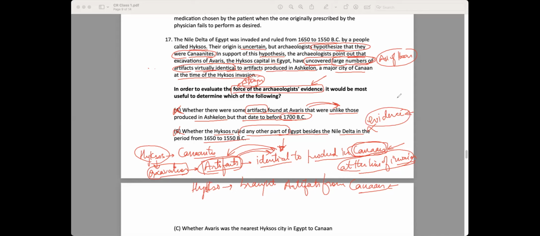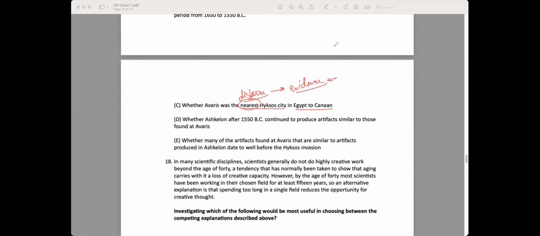Third, whether Avaris was the nearest Hyksos city. Again, whether it was nearest or not, the distance doesn't matter. The distance doesn't tell me anything about the evidence getting used. The artifacts were identical, whether they were close by or far away really doesn't make any difference.